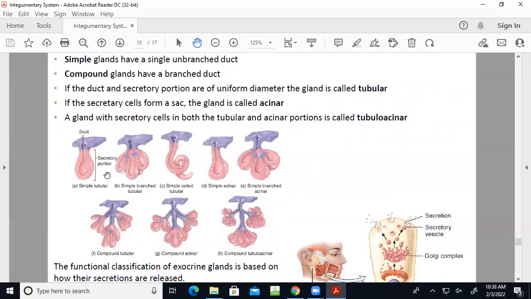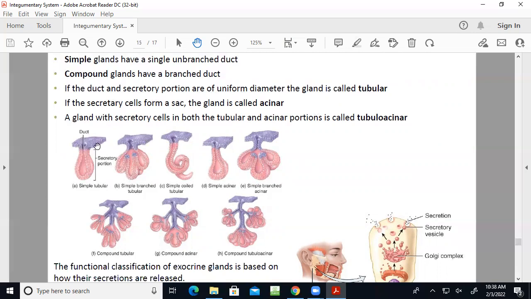Now in the pink color, that's the secretory portion of the gland. If the duct and the secretory portion are of uniform diameter, in other words, if it's about the same width here versus up here, we'd call it a tubular gland. So in this case, it's a simple tubular.